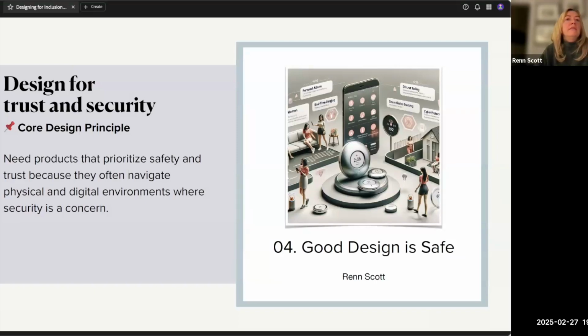Sorry, I have multiple screens in front of me, so excuse my bit of fumbling with my notes and my slides.